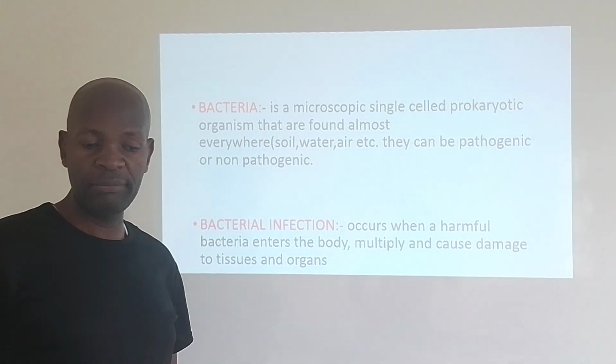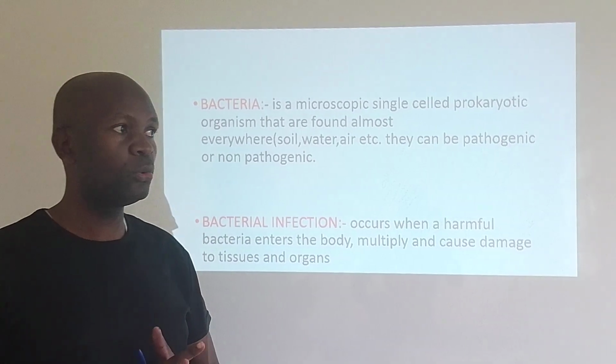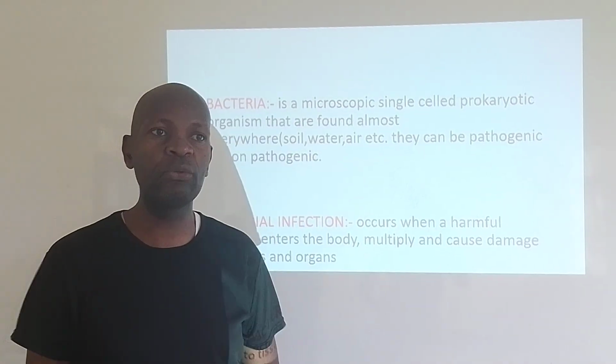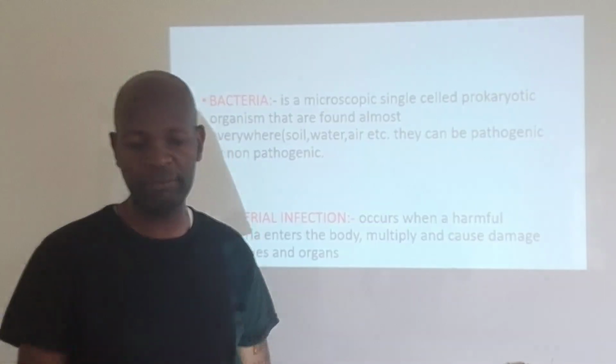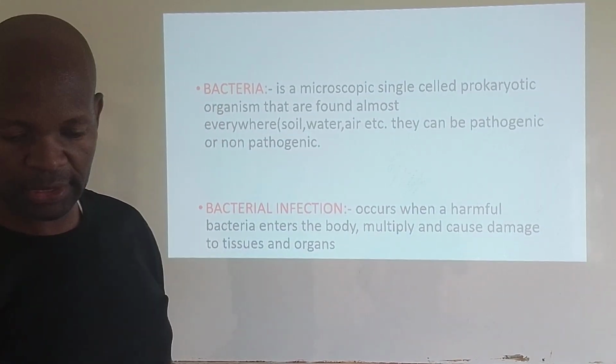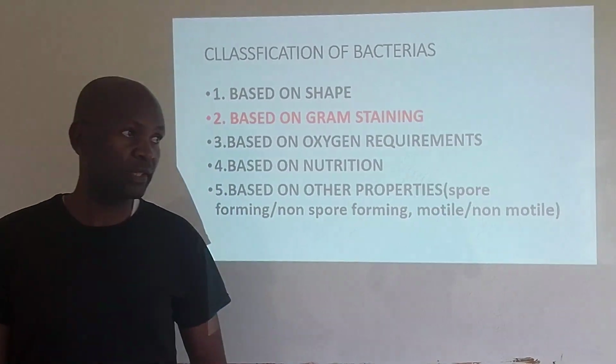So you can see the bacteria are classified into two based on the gram staining. You can have a larger group of what we call gram-positive bacteria. You can also have gram-negative bacteria. So that is the classification.